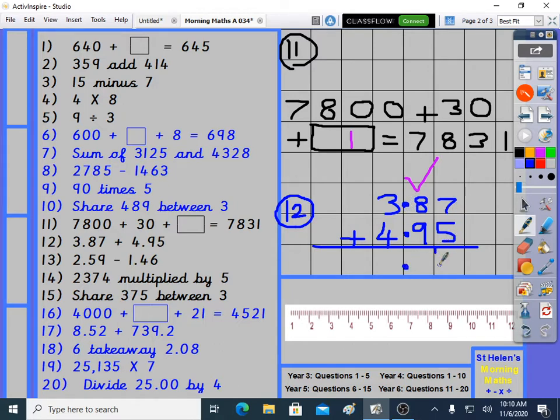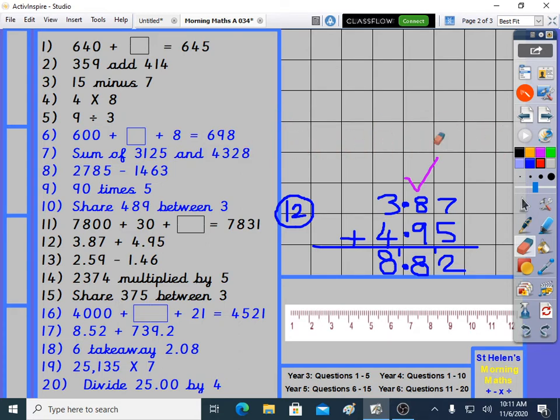7 and 5 is 12. 8 and 9 and 1 is 18. 3, 4 and 1 is 8. 8.82. And that's question 12. On to question 13.